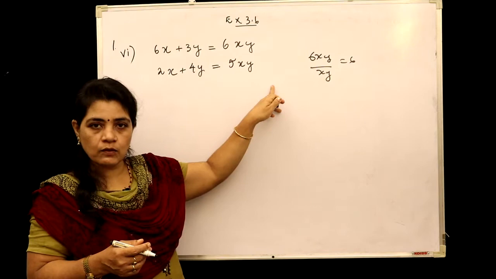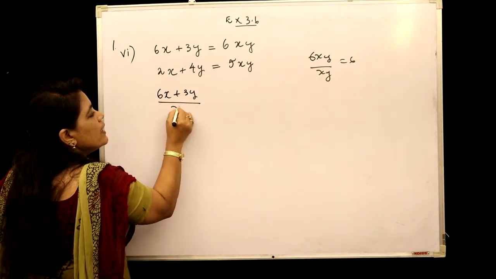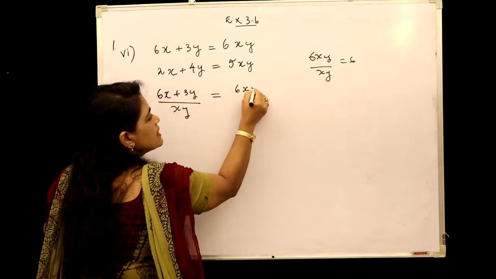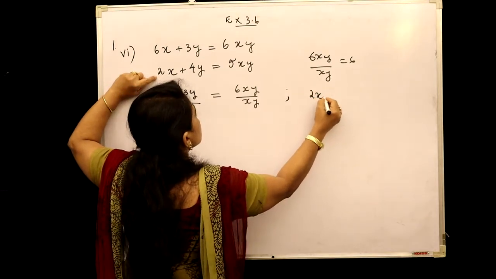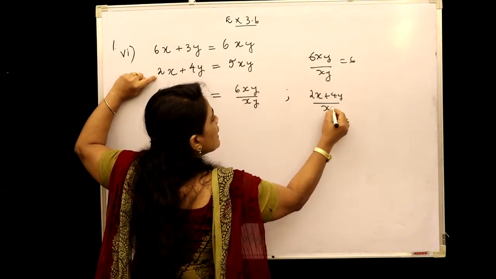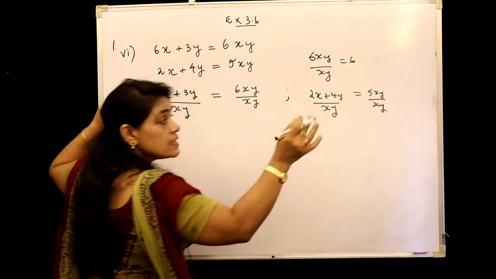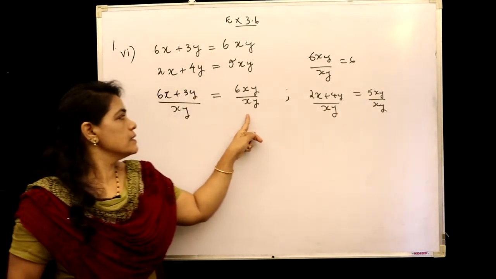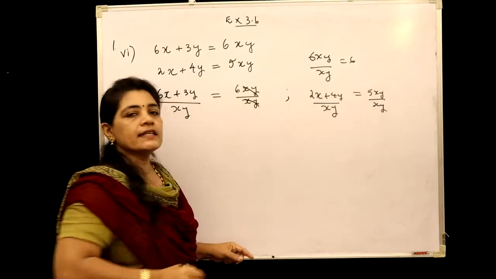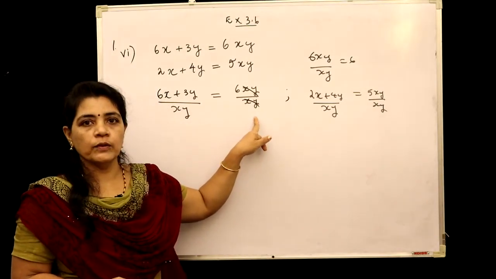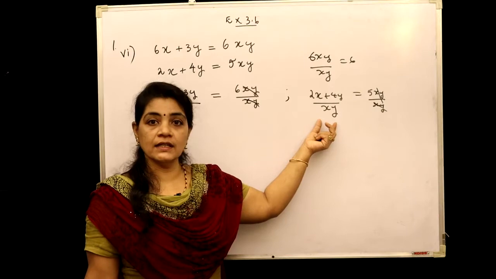Dividing both equations by xy, we will get 6x plus 3y divided by xy equal to 6xy divided by xy. In the same way the second one, 2x plus 4y divided by xy is equal to 5xy divided by xy, dividing the RHS and LHS by xy. Here, this is the first one. After cancelling xy from numerator and denominator on the RHS, this is 6, and here this becomes 5. But the problem comes in the LHS part.